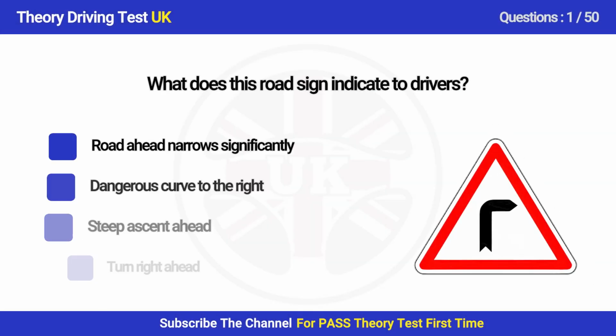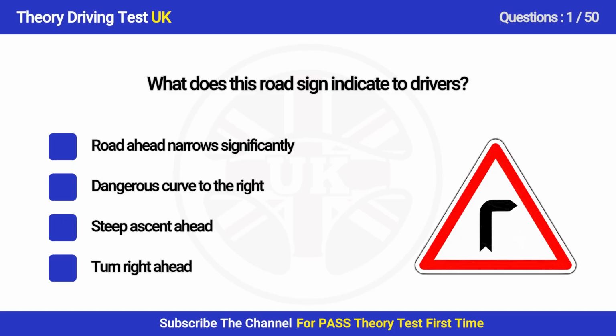Question 1. What does this road sign indicate to drivers? A. Road ahead narrows significantly. B. Dangerous curve to the right. C. Steep ascent ahead. D. Turn right ahead.